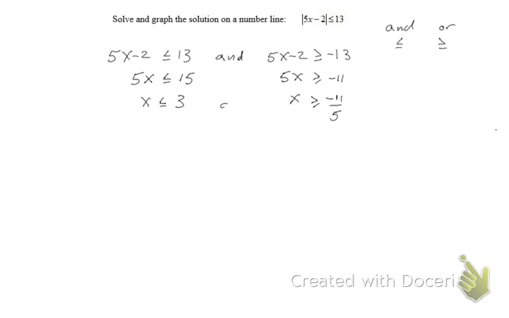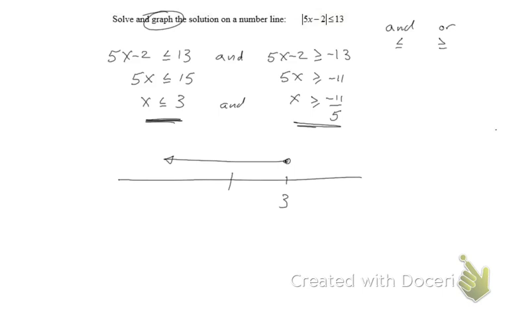So I also need to make a graph of this. And what I want to look at in the graph is I need a region where x is smaller than or to the left of 3 and also greater than or to the right of negative 11 fifths. So the first inequality, starting at positive 3, I need values that are to the left. Second inequality, I need values that are to the right of negative 11 fifths. So that's going to be here.